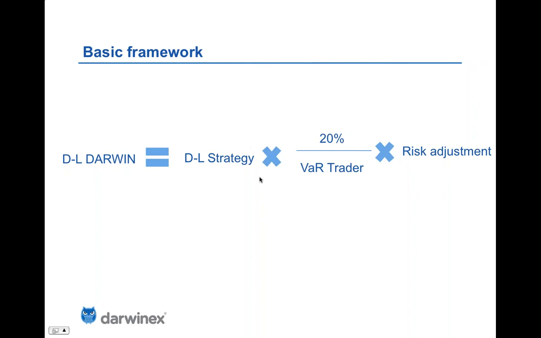Okay, so if a trader has a value at risk of 80%, then the investor takes all the trader's trades with 1/4 of the leverage. Any questions on this? Because it's really as simple as that in a first approximation.